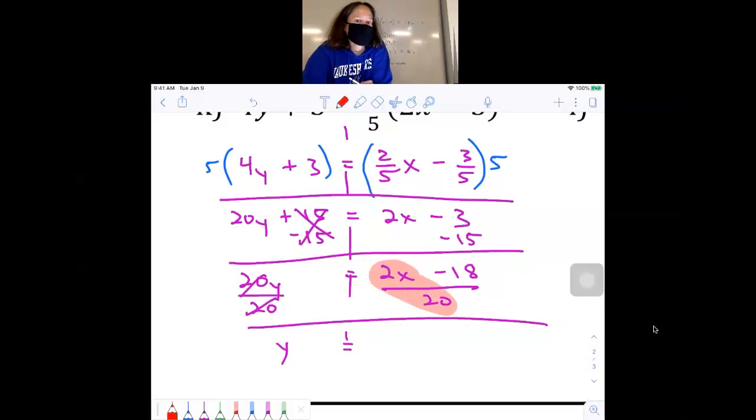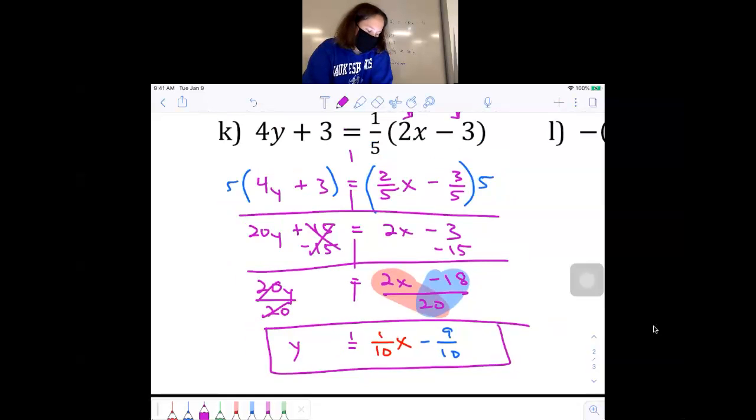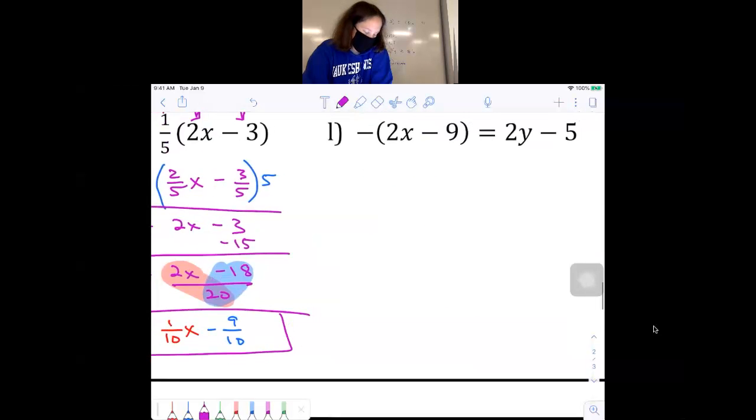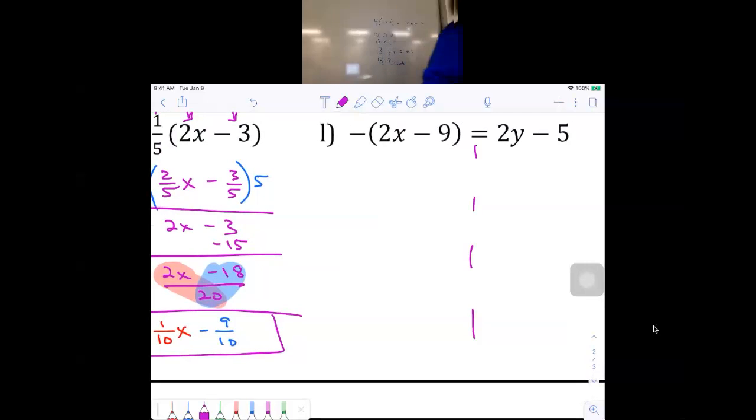What do I get when I take 2x divided by 20? Brady, help him out. X. Thank you. No more than that. And then what do I get when I take -18 divided by 20? Yes. Last one. Try it out. And on a positive note, you got this.